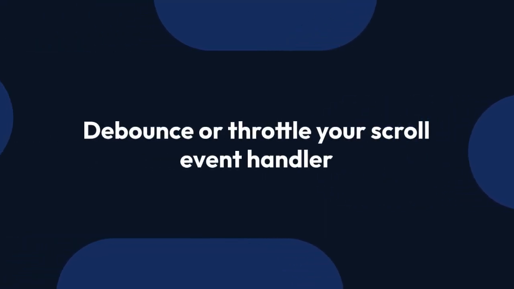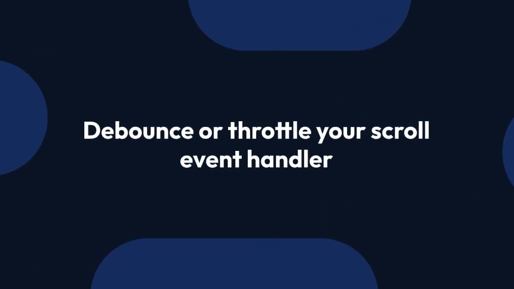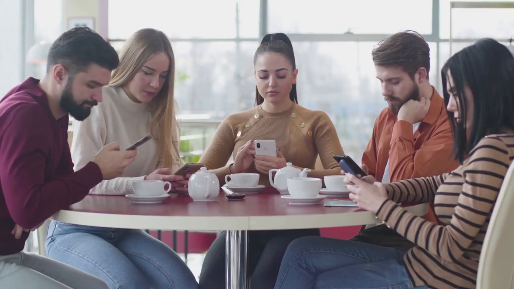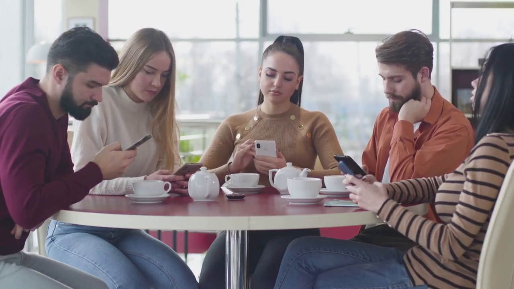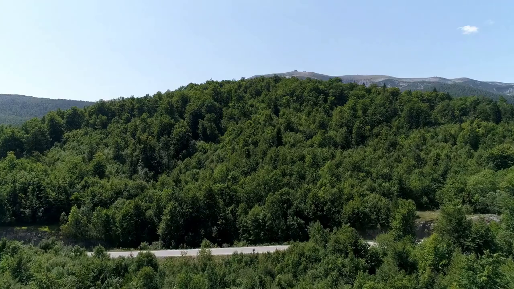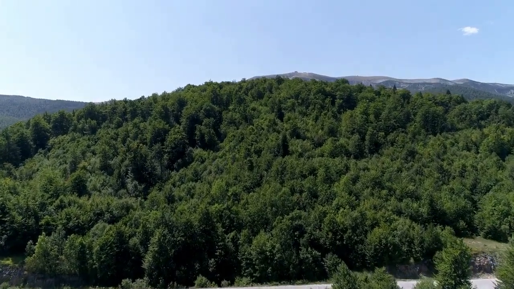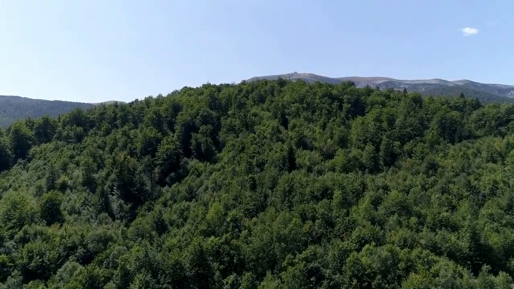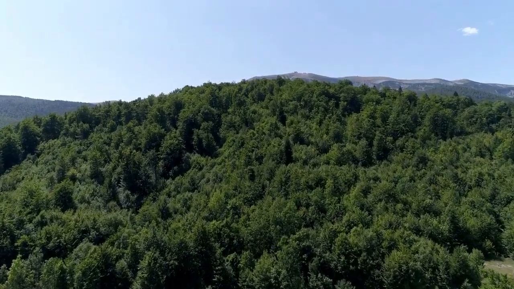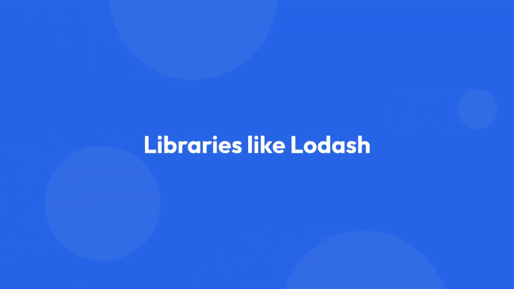Regardless of the method you choose, it's crucial to debounce or throttle your scroll event handler. Since the onScroll event fires continuously during scrolling, excessive calls to your callback function can significantly impact performance. Debouncing ensures that the function only executes after a certain period of inactivity, while throttling limits the rate at which the function is called. Libraries like Lodash provide helpful utilities for debouncing and throttling.